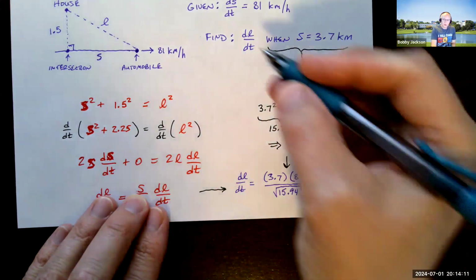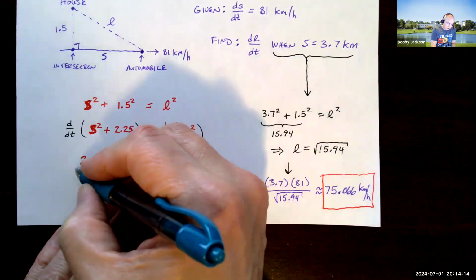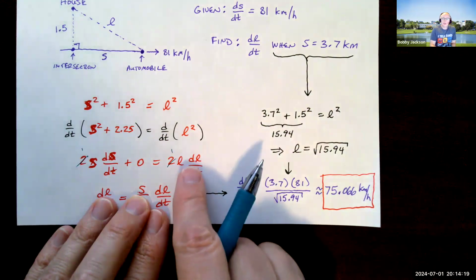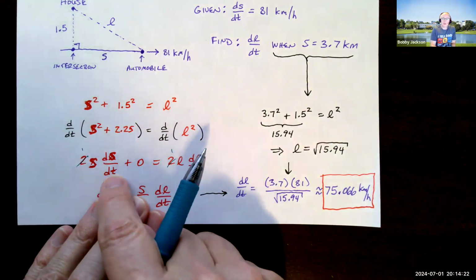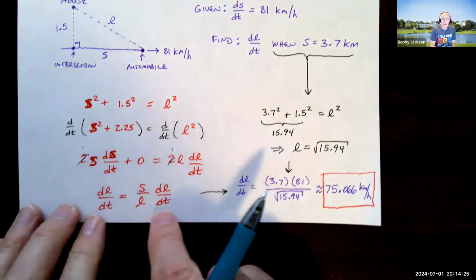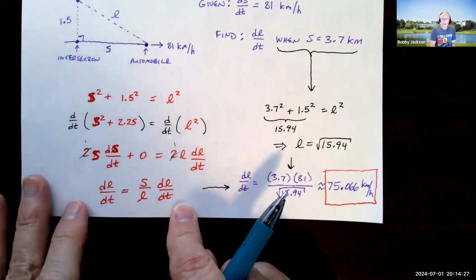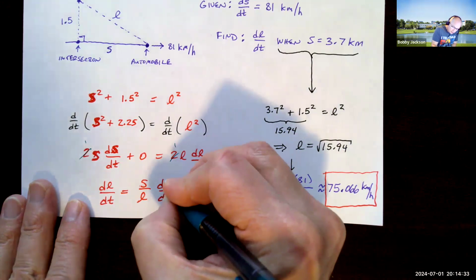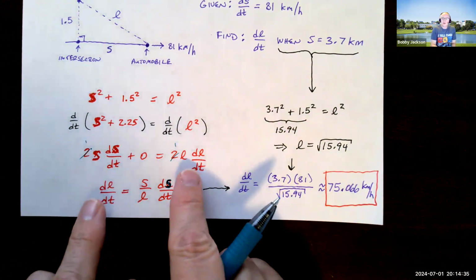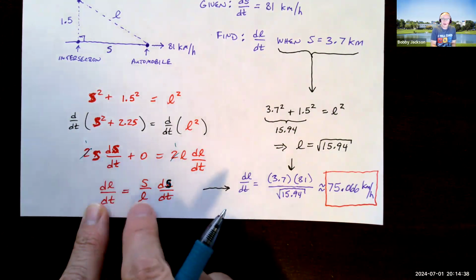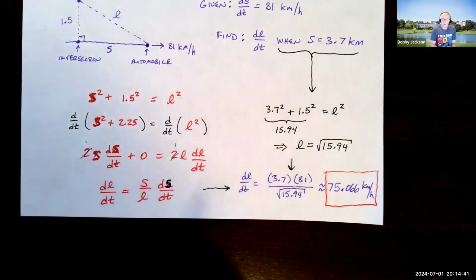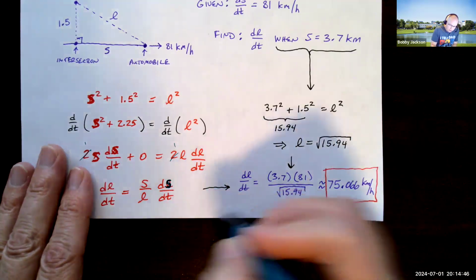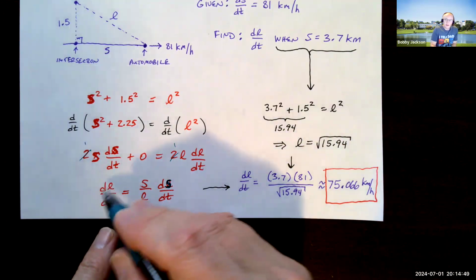Notice I can solve for dl dt. First of all, I can divide both sides by 2, and then I can divide by L. So dl dt will be what? Oops, sorry, I've swapped sides, by the way. So dl dt is S divided by L times ds dt. Or the way I'm going to write it up here is S times ds dt over L.